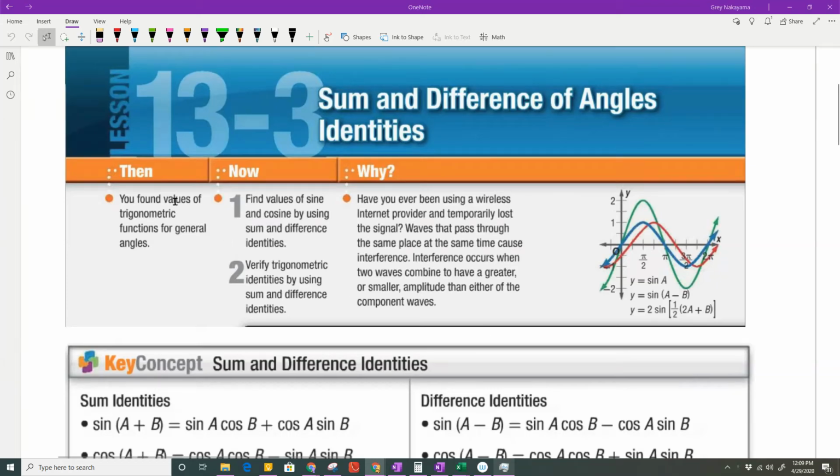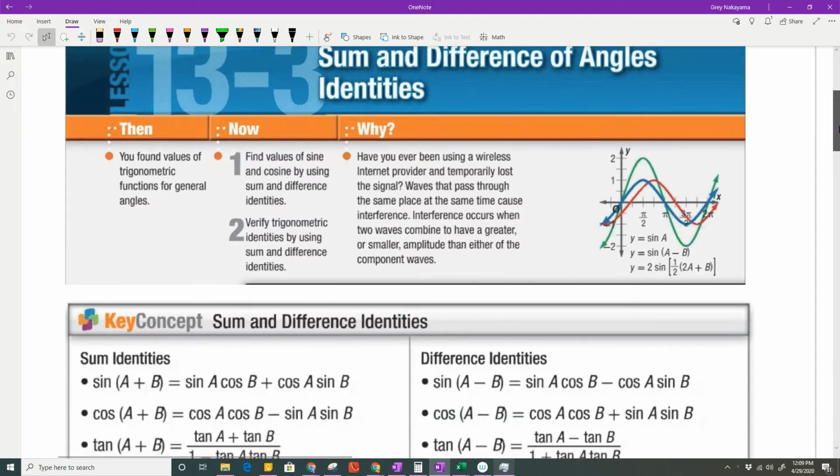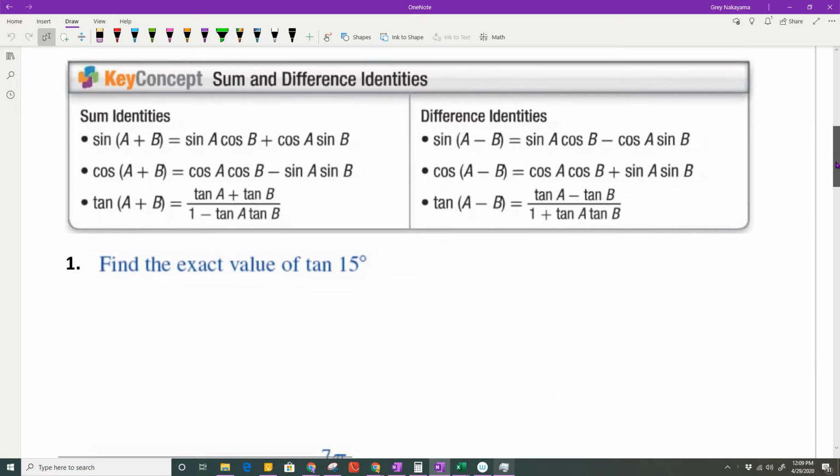Okay, today's lesson is 13-3 Sum and Difference of Angle Identities. So what we are doing is we're going to be using sum and difference formulas to find measures of angles that aren't specifically on our unit circle. And we're going to use the unit circle to do that.